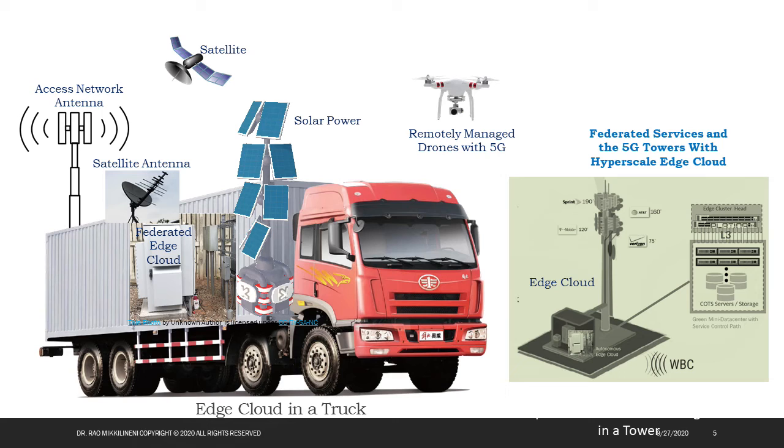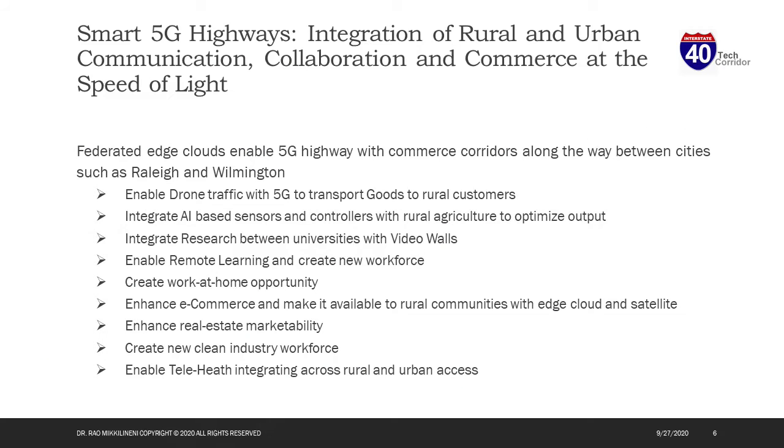Federated edge clouds enable a 5G highway with commerce corridors along the way between cities such as Raleigh and Wilmington in North Carolina that would enable drone traffic with 5G to transport goods to rural customers. Integrate AI-based sensors and controllers with rural agriculture to optimize output. Integrate research between universities with video walls. Enable remote learning and create a new workforce.